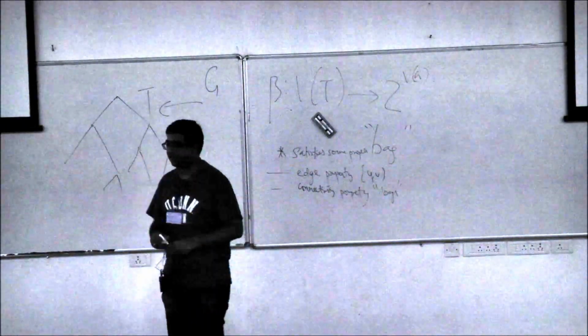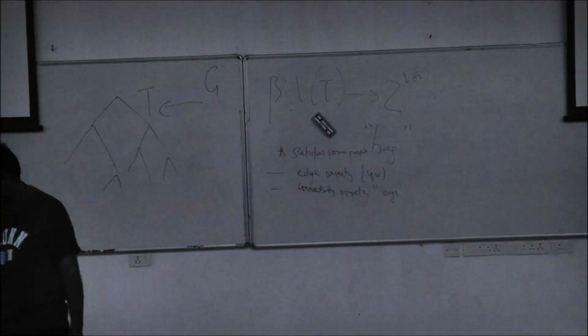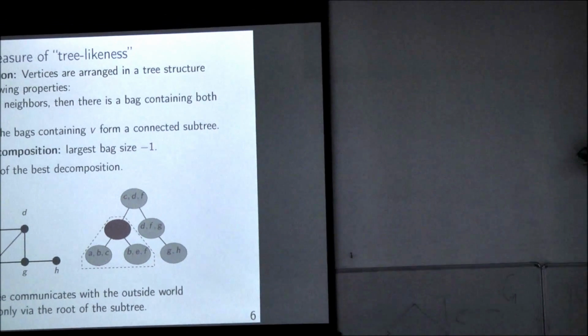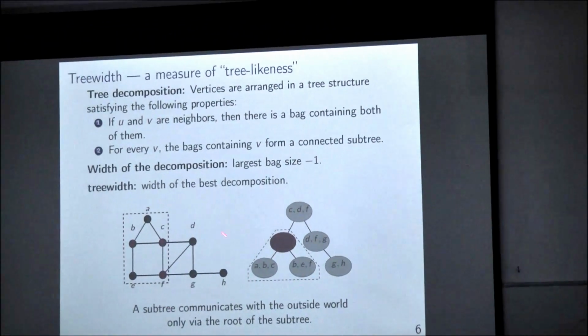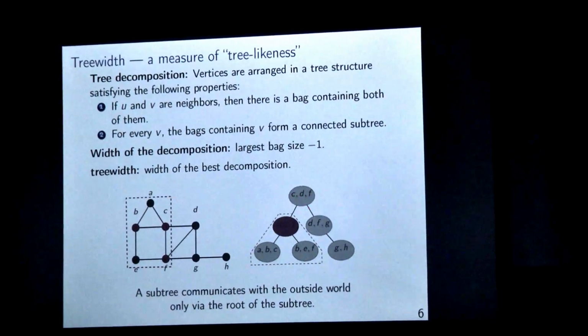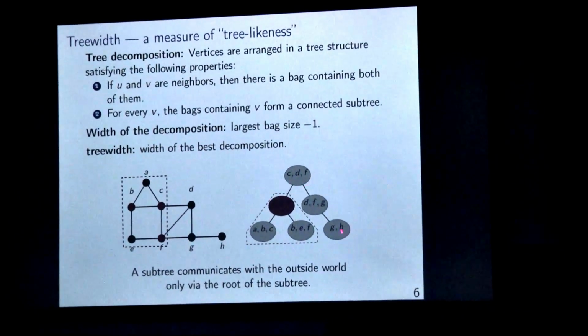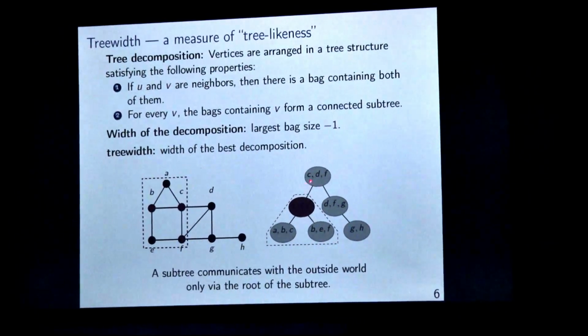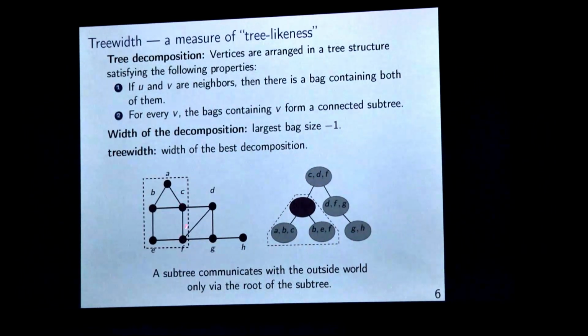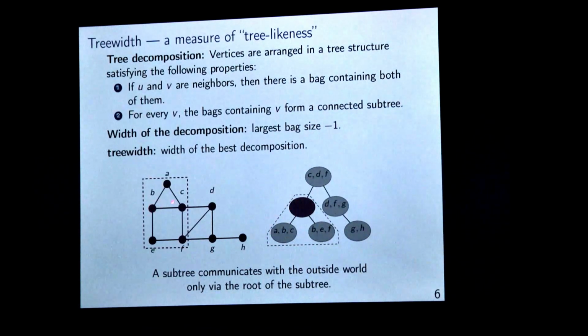Okay? So now in my example, let's look at my example. If you look at this graph, this is my tree decomposition. So basically this is my tree, and for this vertex I have associated which vertices? C, D, F. For this vertex I have associated B, C, F, and so on.